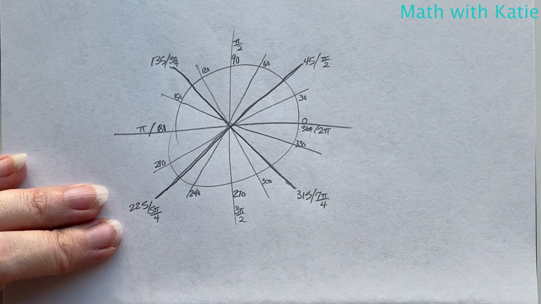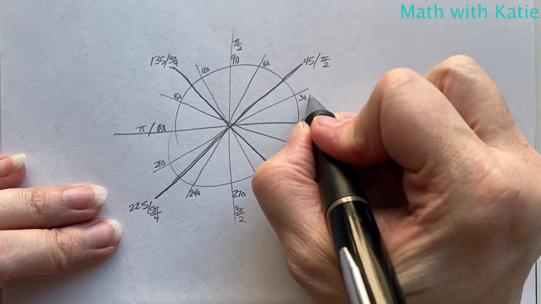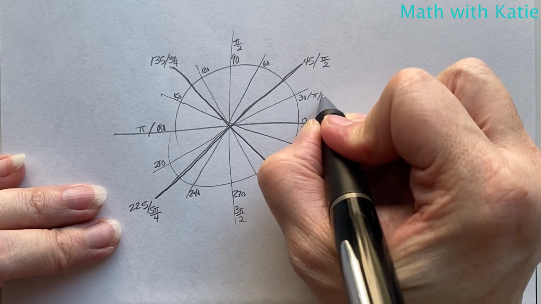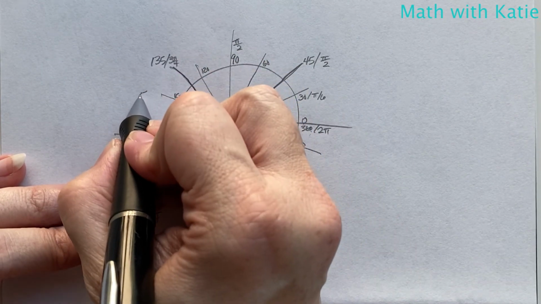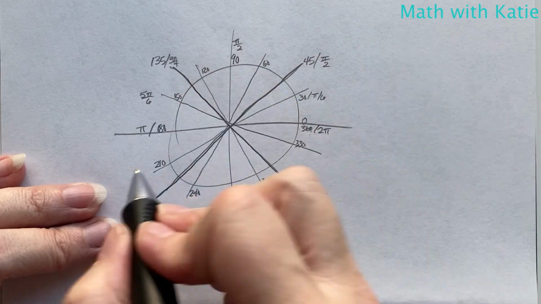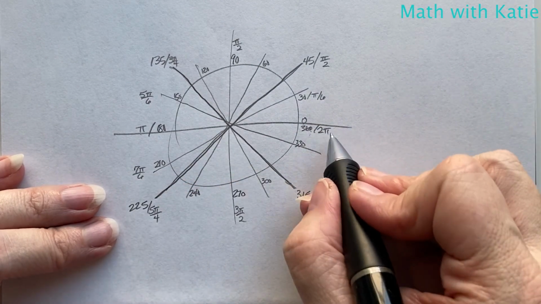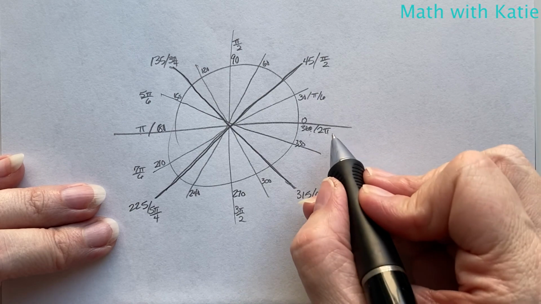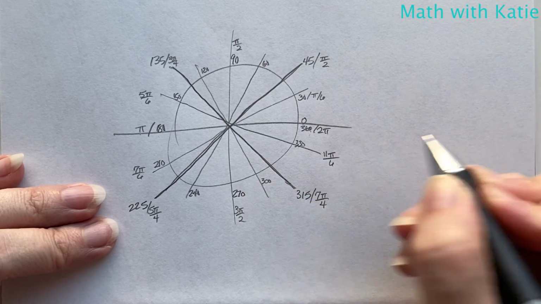Okay, now we go back in and do the 30s, which again was pi over 6, so pi over 6. Now, I know this is 6 pi over 6, so I know this one's 5 pi over 6. And this is going to be 7 pi over 6. And this one is 12 pi over 6, so this is going to be 11 pi over 6.